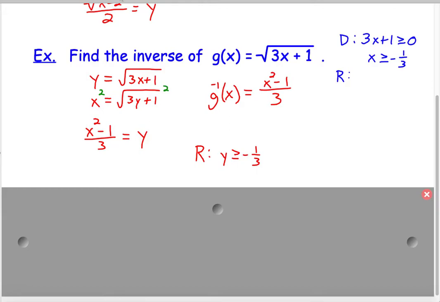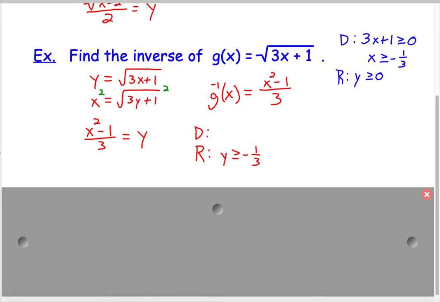So let me write that. This is x greater than or equal to 0. That means the domain of my inverse, oops, I should have written that as y equal, not x equal. And then I just messed it all up. Range, y greater than or equal to 0.